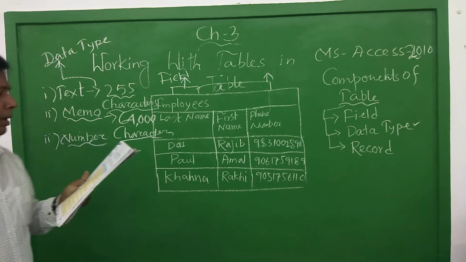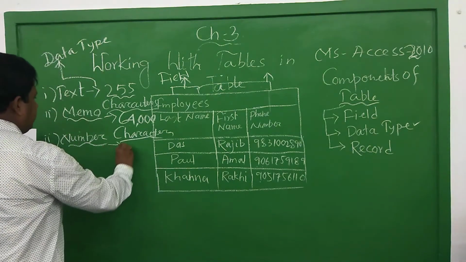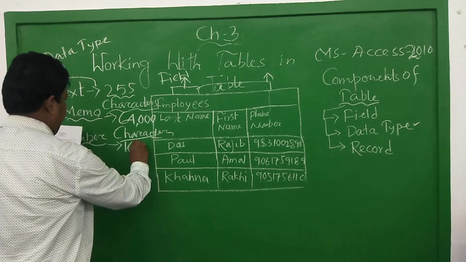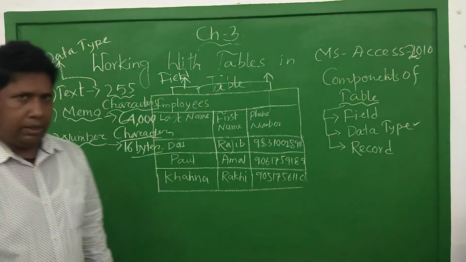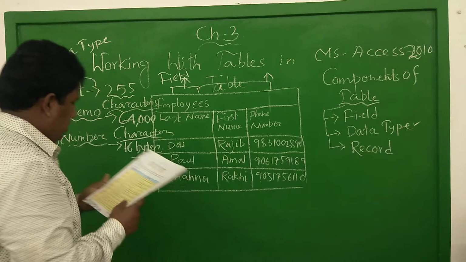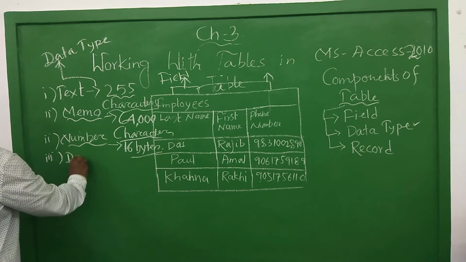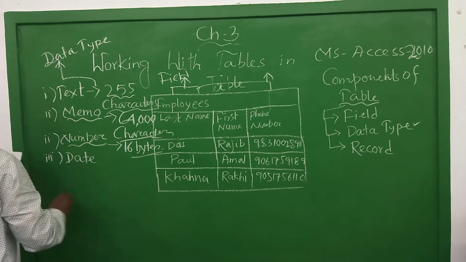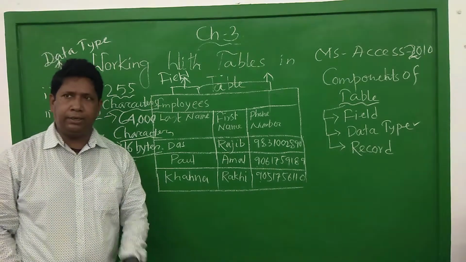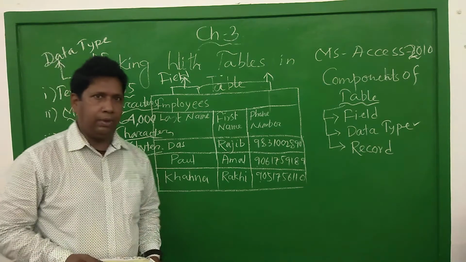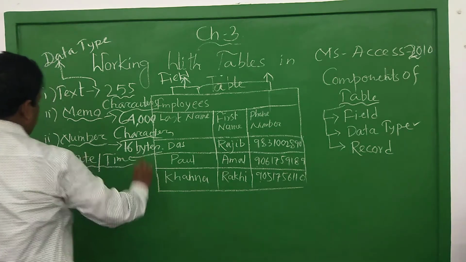Next is number. The number field contains numeric data, and the maximum size of a number in this field is 16 bytes. You already have some idea about bit, byte, kilobyte, megabyte. Next is date and time. If you want to enter date as well as time in a particular field, we go with this data type, which is used to enter date and time.